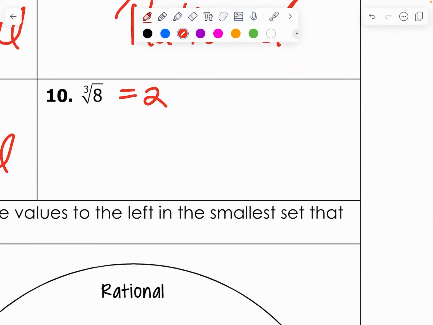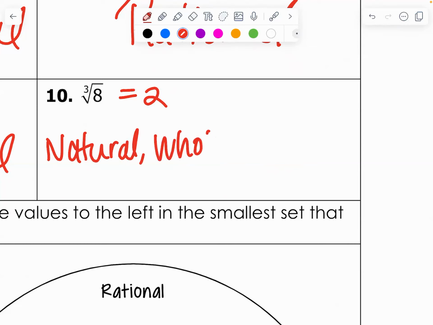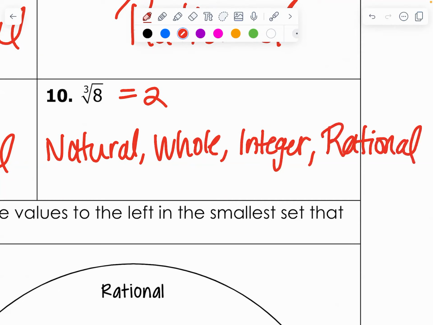You have 2 very kind humans sitting across from you. 2 is one of our counting numbers. It's natural to count with. Since it's a natural number, it fits inside of our whole numbers, which fits inside of our integers, which fits inside of our rational. We have to write all that down all the time on a problem like that.